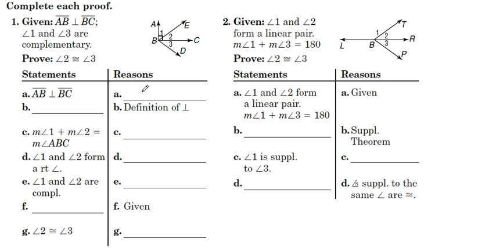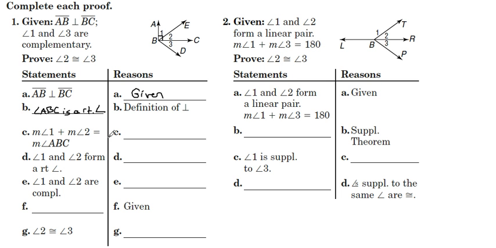Okay, for the statement, AB is perpendicular to BC, that is given. Your first reason is almost always given. And then by the definition of perpendicular, that is the reason for a statement we need to come up with. Things that are perpendicular, well, there's an angle ABC. Angle ABC is a right angle. And that defines for us perpendicular. Two segments make a right angle.